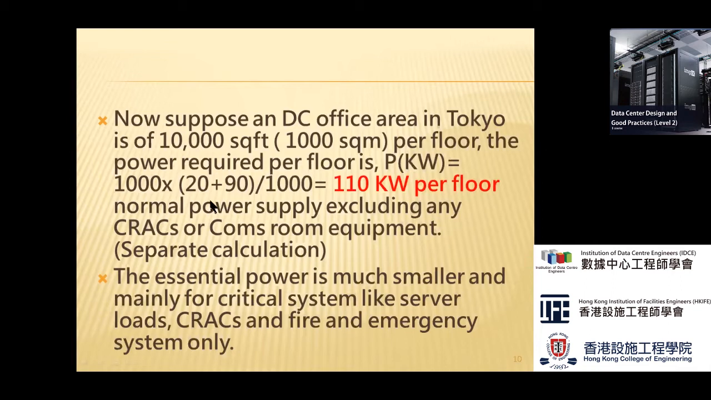Now this is not P equals V times I. This is P, the total power, equals the 1,000 square meters times 20 watt per square meter for lighting maximum and 90 watt per square meter for the air conditioning and power altogether. You'll find that this floor would use 110 kilowatts, as big as that.